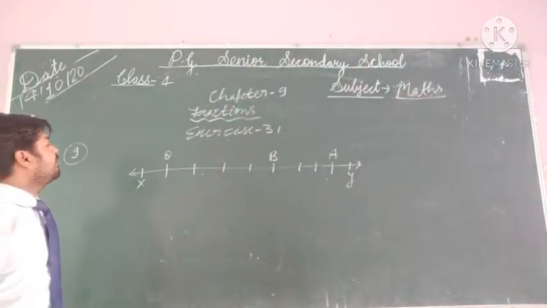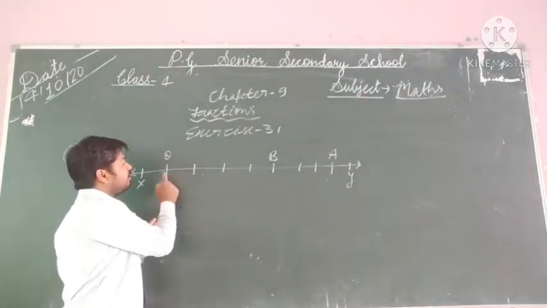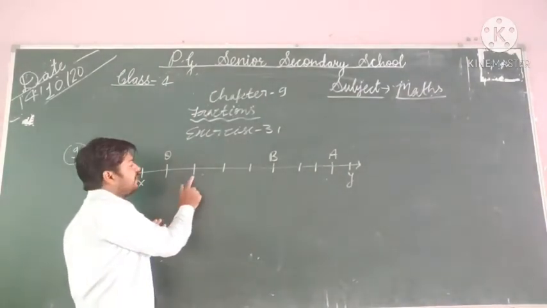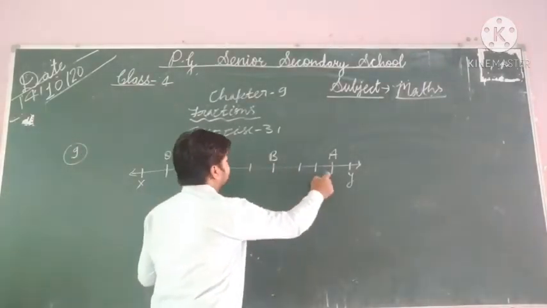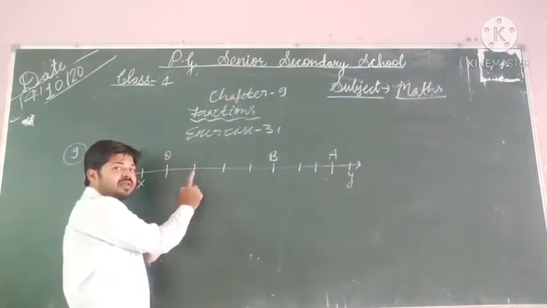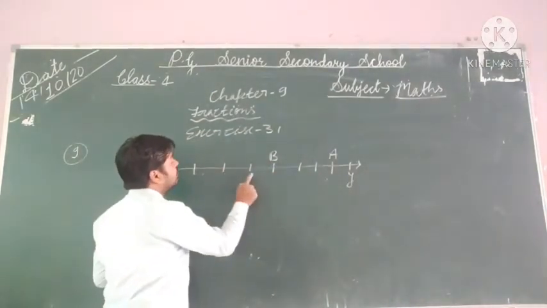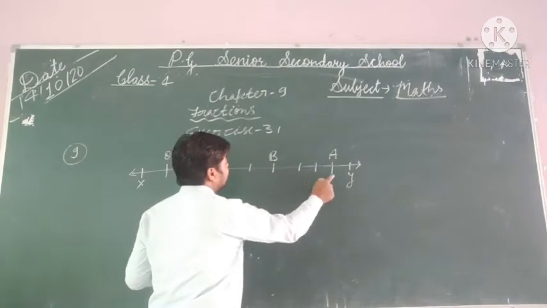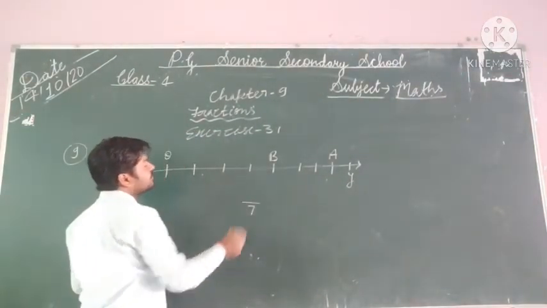So firstly you have to count the lines after O. From here you have to count 1, 2, 3, 4, 5, 6, 7. You count from the line after O up to A, beta. 1, 2, 3, 4, 5, 6, 7. So the denominator will be 7. How much will the denominator be?